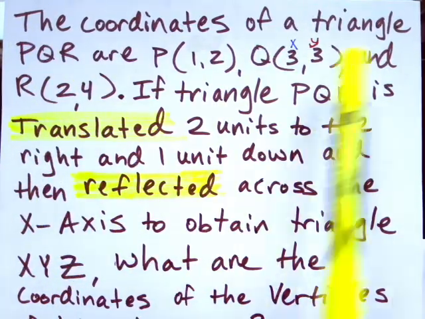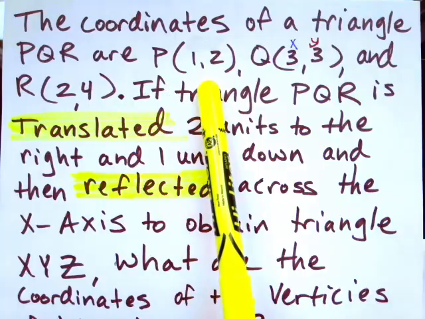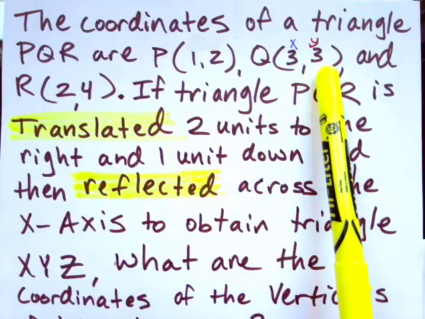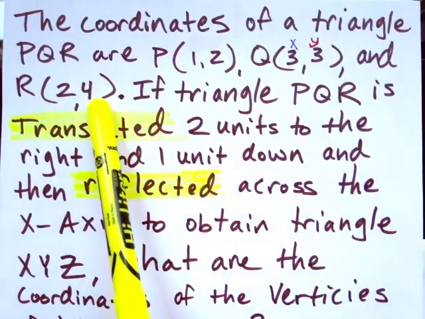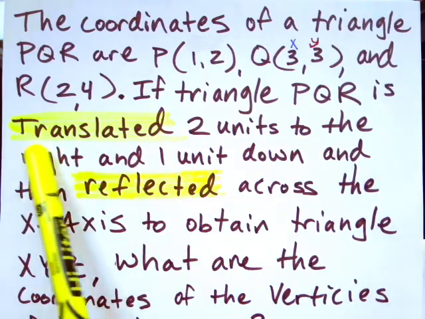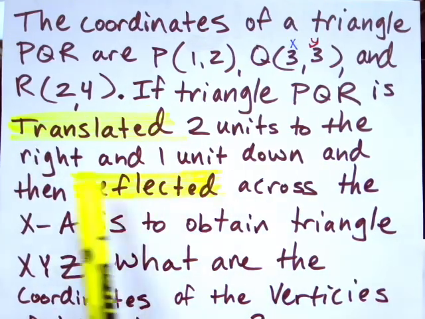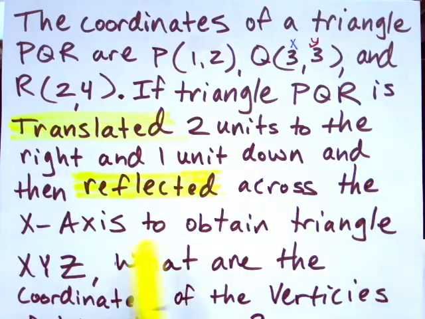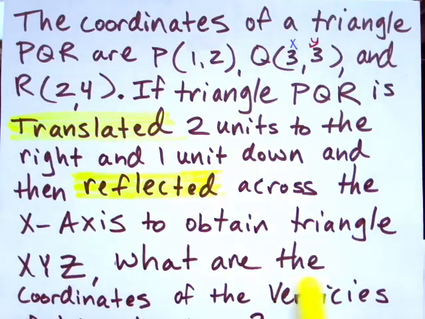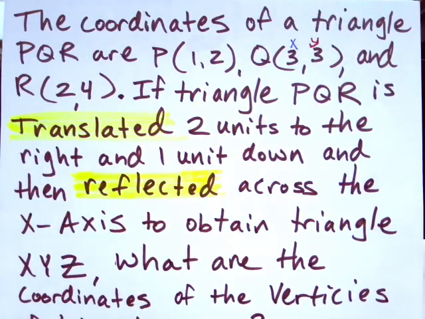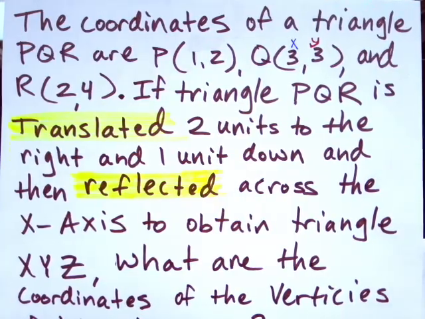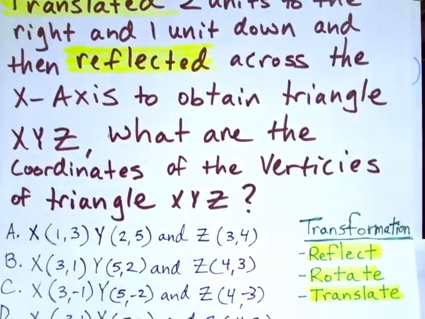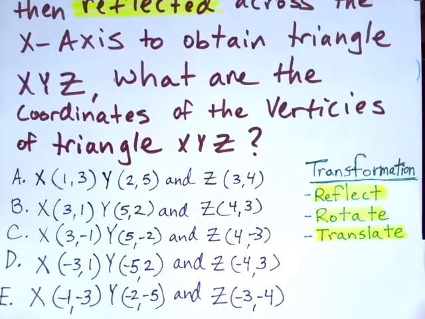So the coordinates of a triangle PQR are P is 1 and 2, Q is 3 and 3, and R is 2 and 4. If the triangle PQR is translated 2 units to the right and 1 unit down and then reflected across the x-axis to obtain triangle XYZ, what are the coordinates of the vertices of triangle X, Y, and Z? So in review, here are the options.